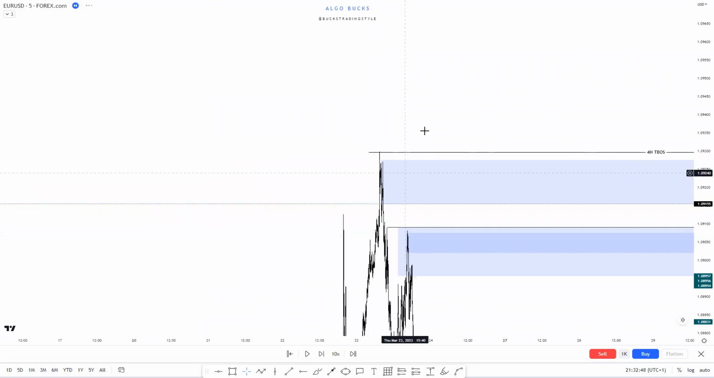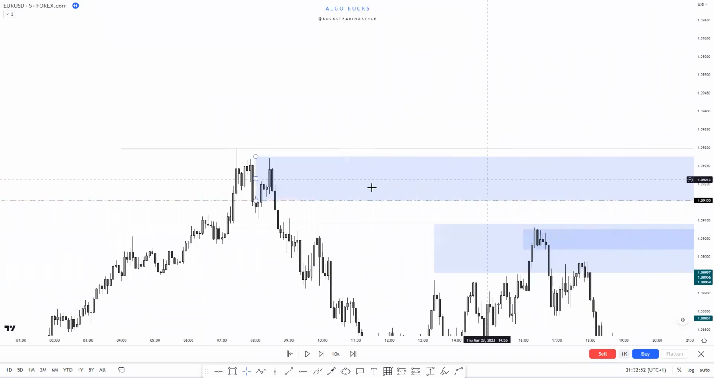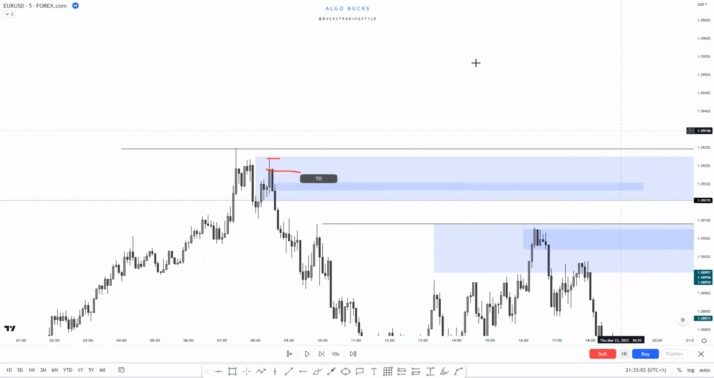On the 5 minutes, still nothing, okay? Unless we want to mark out this week on the 5 minute time frame. So let's mark that. What about this week here? It has already been mitigated. As you can see, this tiny wick right here already mitigated this one.